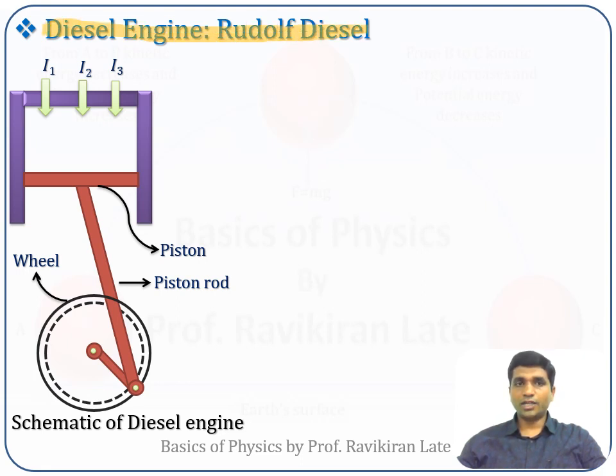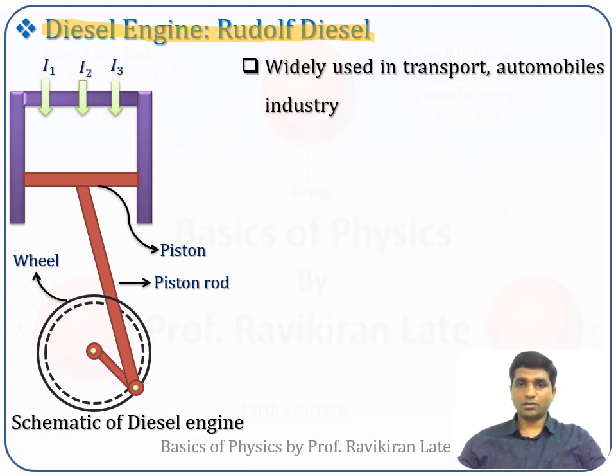Okay, so let me tell you first of all what this diesel engine is. The diesel engine was first invented in the late 19th century by the German mechanical engineer Rudolf Diesel, and he patented it, and it made a major contribution to the industrial revolution in the late 19th century. This engine proposed by Rudolf Diesel was, in the starting of the 20th century, majorly used in submarines and ships.